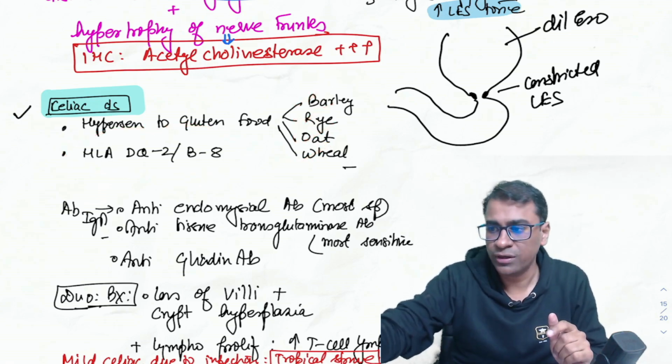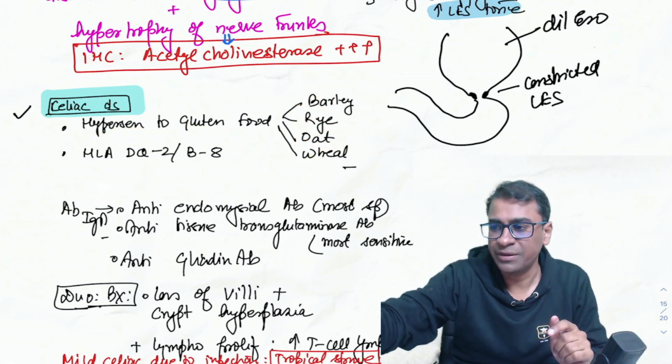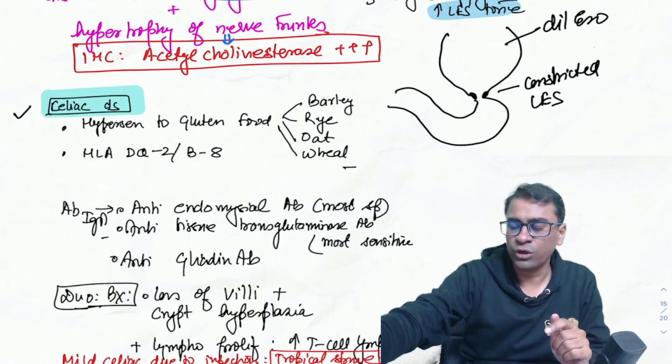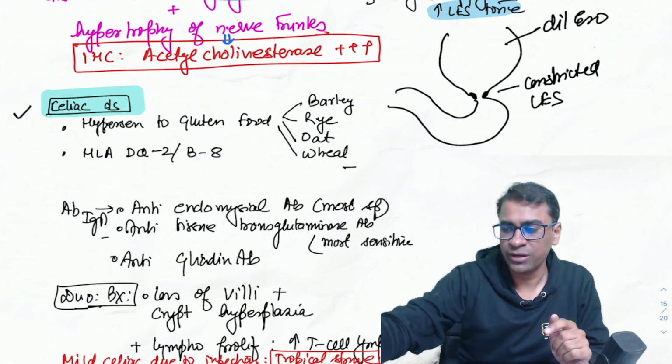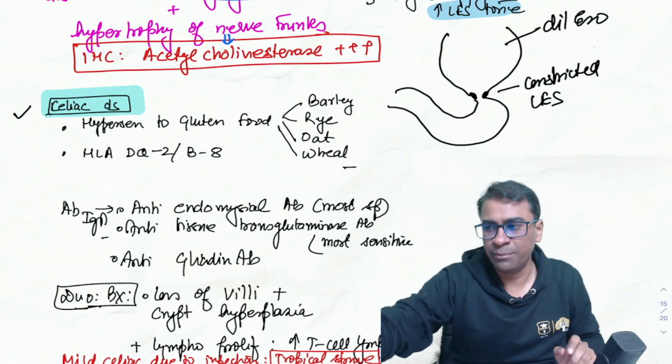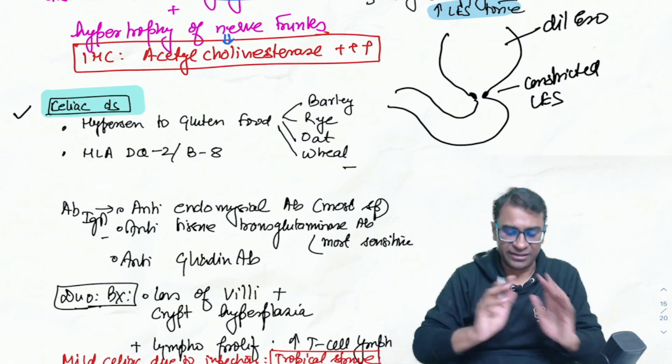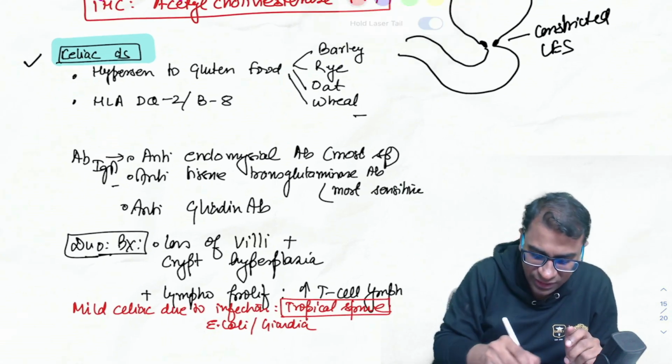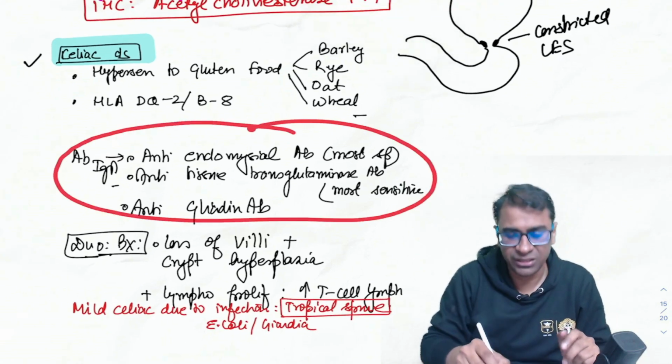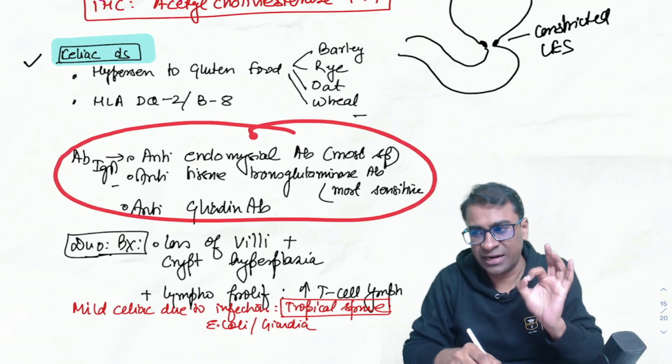Okay, DQ2, DQ8 and B8. It's seen only in those with this typical HLA finding. Others will not show this typical HLA. Remember this: only those patients who have this typical HLA DQ2, DQ8 and B8 can show celiac disease.